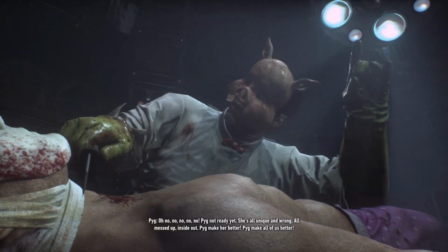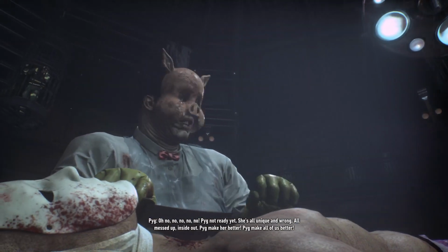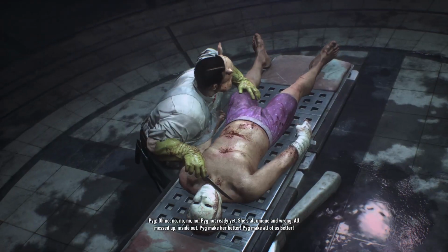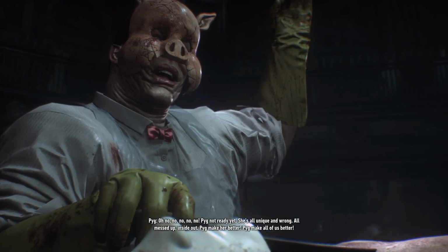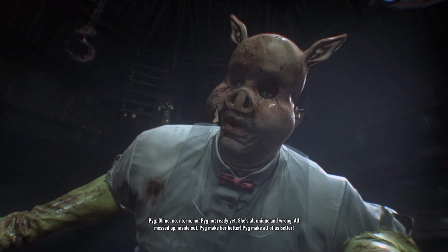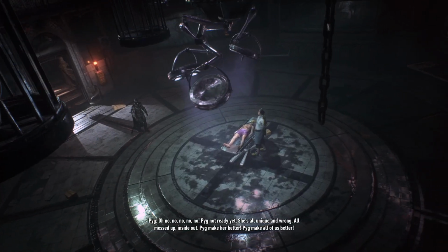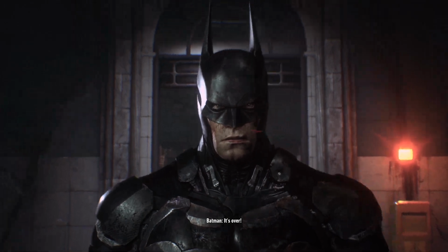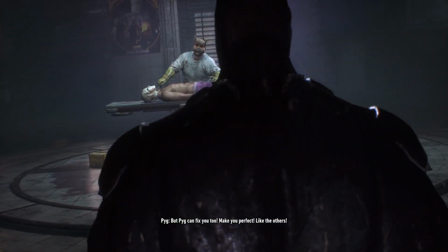Oh, no. Pig not ready yet. She's all unique and wrong. All messed up, inside out. Pig, make her better. Pig, make all of us better. It's over. But Pig can fix you too. Make you perfect, like the others.